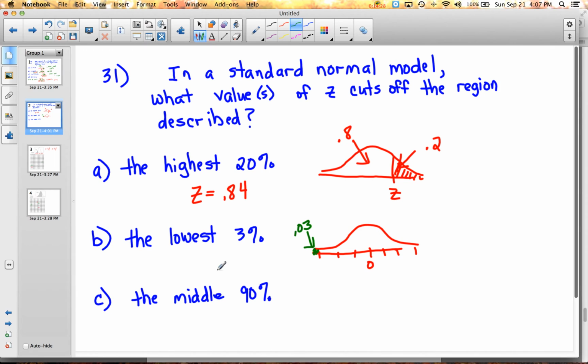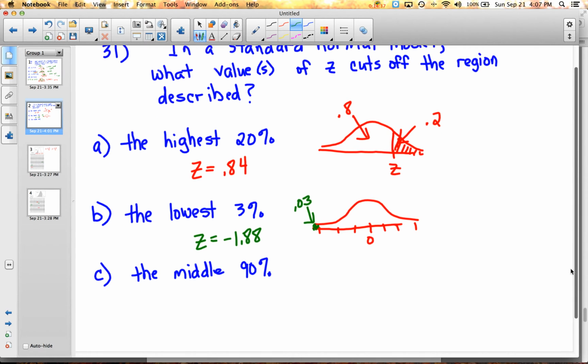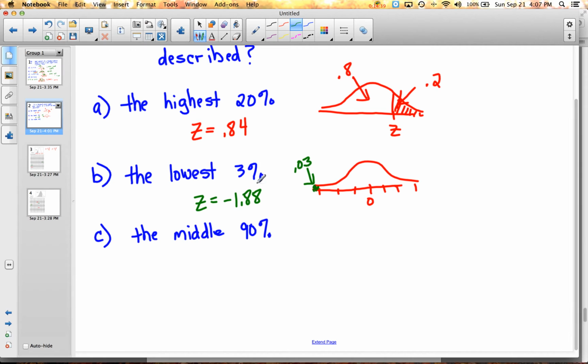So we get z equals negative 1.88. So we're talking almost 2 standard deviations below the mean, which is unusual to be that far below the mean. There's only a 3% chance that you would be that low, or we would have a value that low.